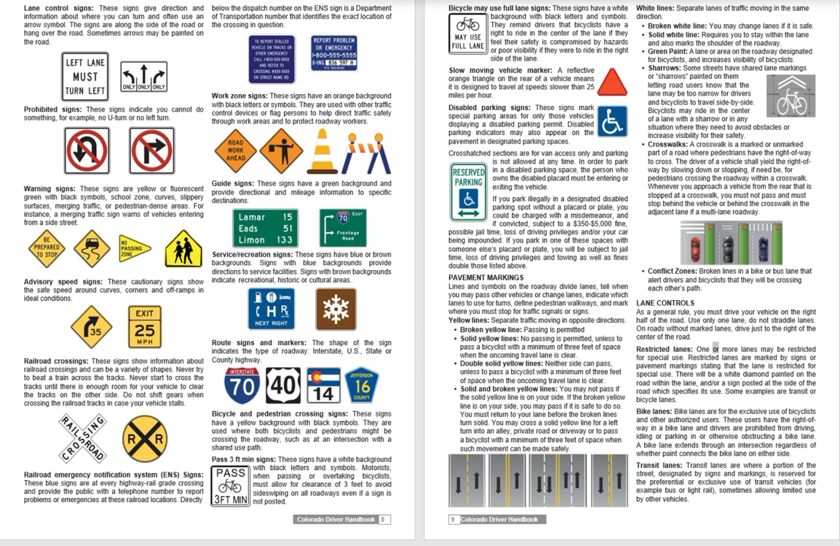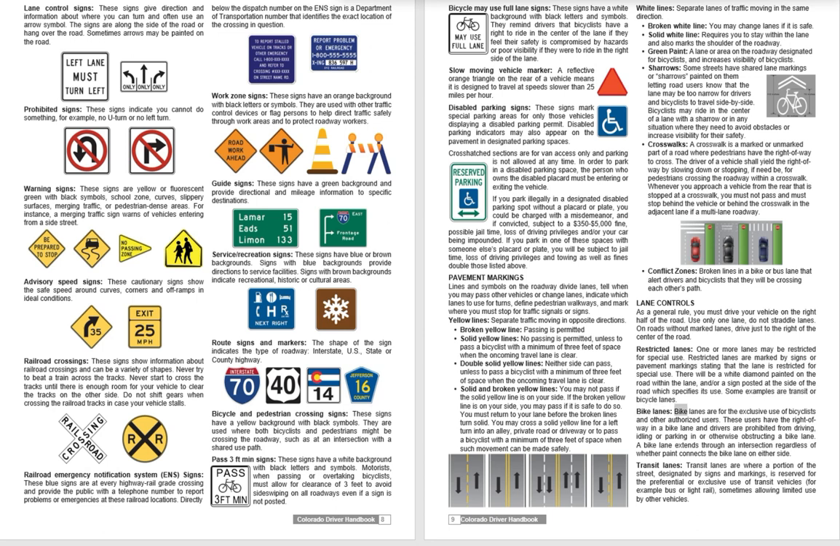Restricted lanes. One or more lanes may be restricted for special use. Restricted lanes are marked by signs or pavement markings stating that the lane is restricted for special use. There will be a white diamond painted on the road within the lane, and/or a sign posted at the side of the road which specifies its use. Some examples are transit or bicycle lanes.